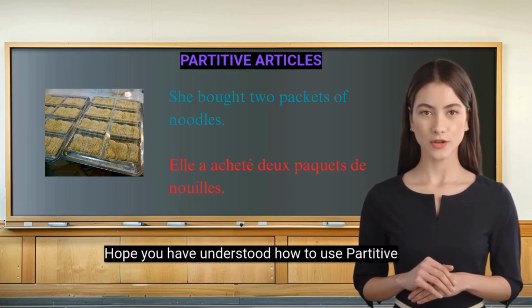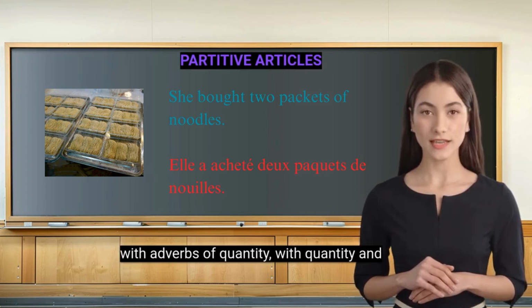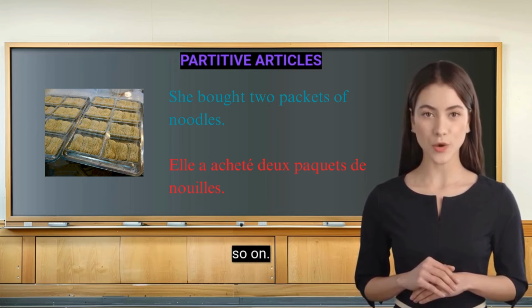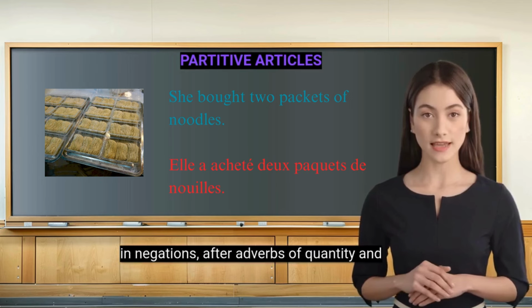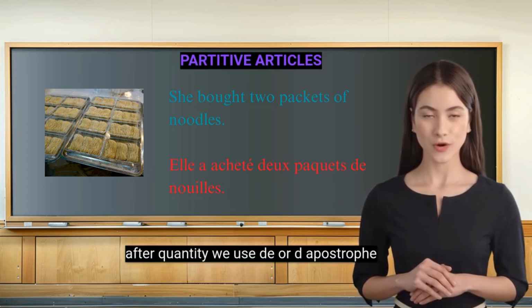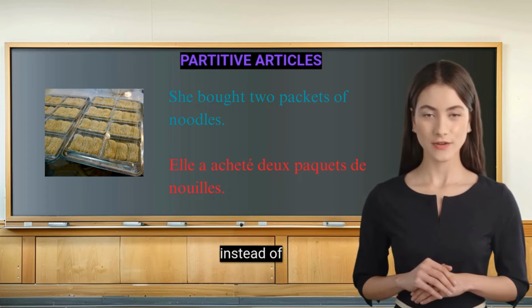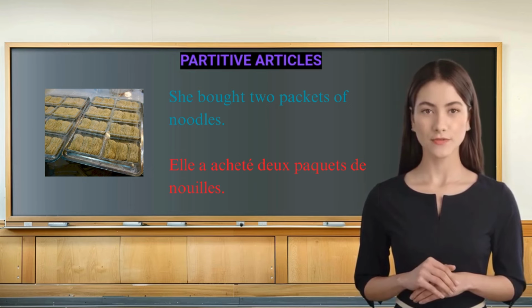Hope you have understood how to use partitive articles in negative sentences, in positive sentences, with adverbs of quantity, with quantities, and so on. You just have to keep in mind that in negations, after adverbs of quantity and after quantities we use de or d' instead of du, de la, de l' and des.